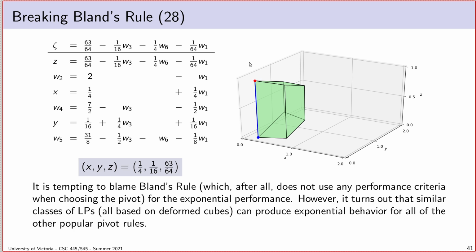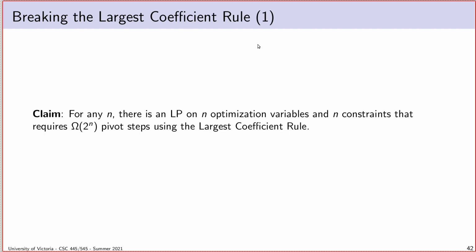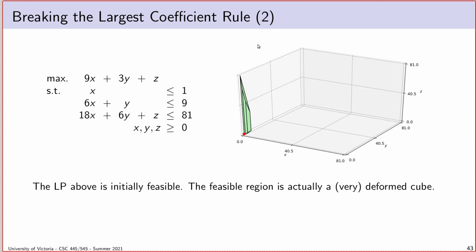We want to continue being optimistic. Unfortunately, this insight of creating this deformed cube that sort of fools our pivot rule to walking all the way around, this insight can be applied to other pivot rules, including the largest coefficient rule. So we can see there is in fact an LP that I can construct in n dimensions that will result in the largest coefficient rule taking 2 to the n pivot steps. Here is the example for 3 dimensions.